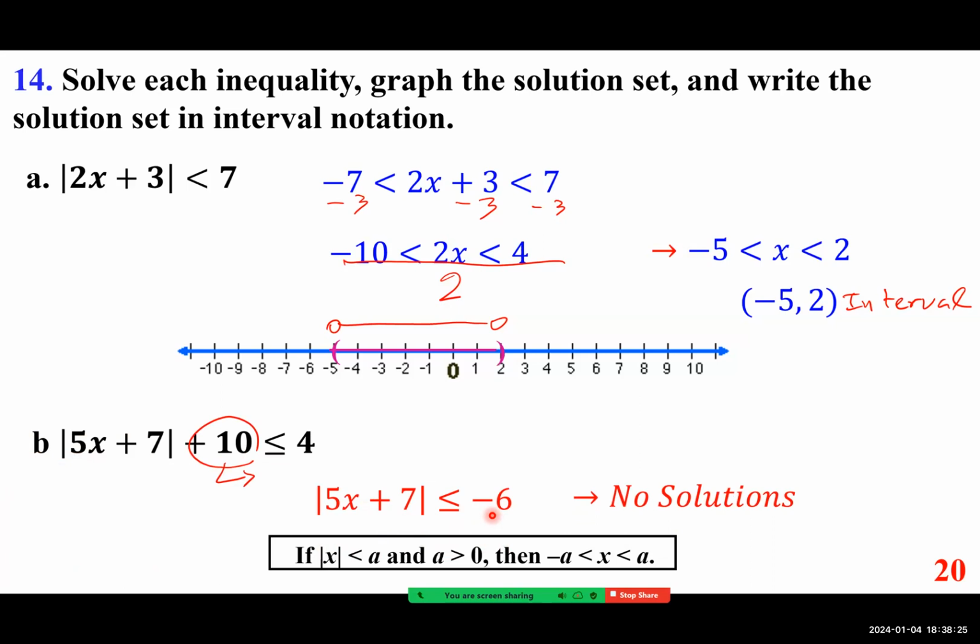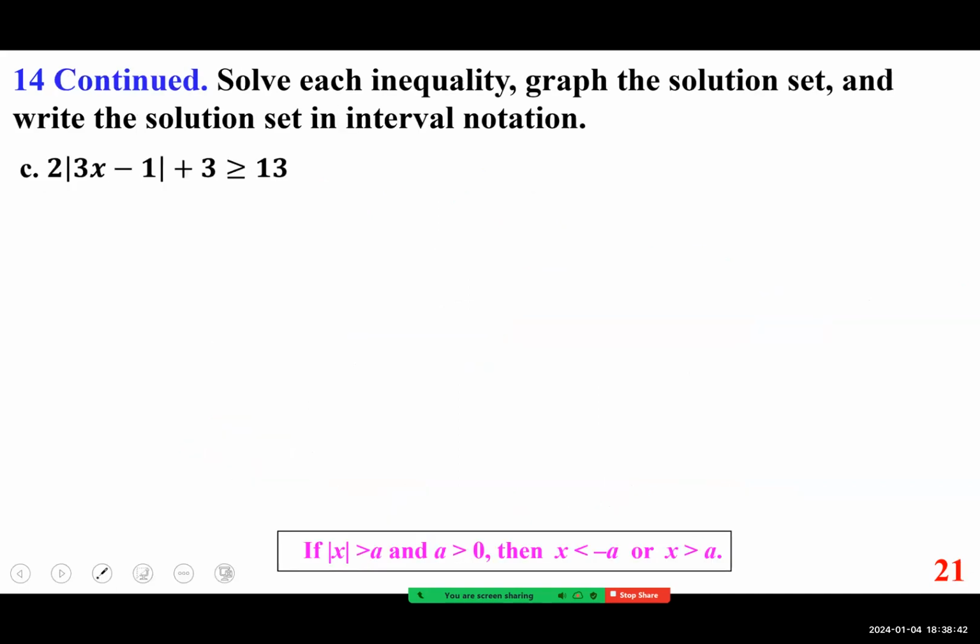Okay, everyone? When we have absolute value of x less than a, and a is positive, we sandwich x between the two. When it's negative, there is no solution, everybody. What happens when we have an absolute value inequality and it's greater than? If absolute value of x is larger than a and a is positive, then x is less than minus a, or x is larger than a.